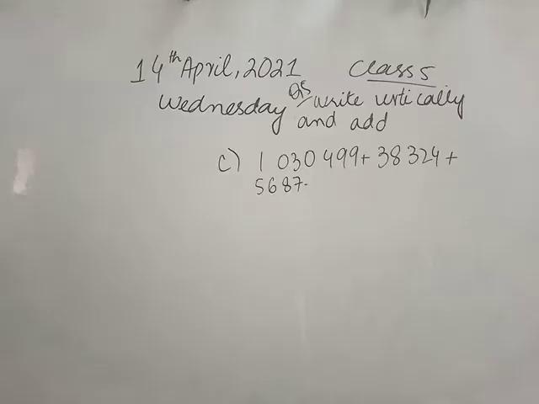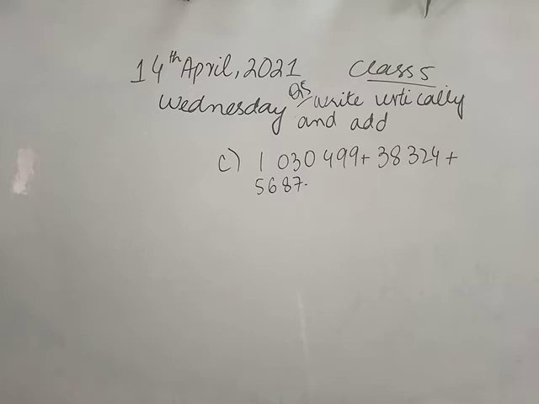So class, I have 3 numbers in total. My first number, question number 5, the statement is write vertically and add. Part number C, my first number is 1 space 030 space 499 plus my second number is 38 space 324 and my third number is 5 space 687.